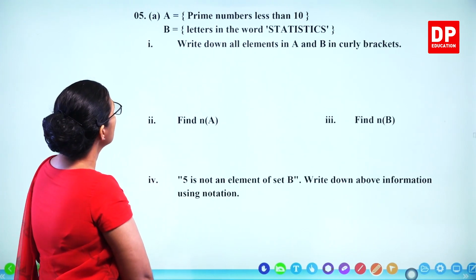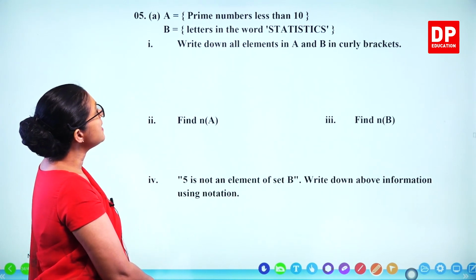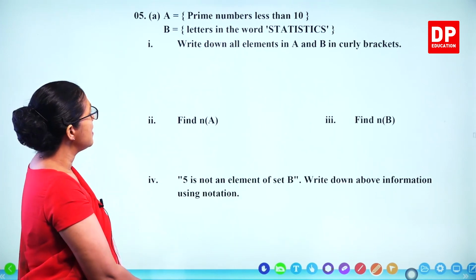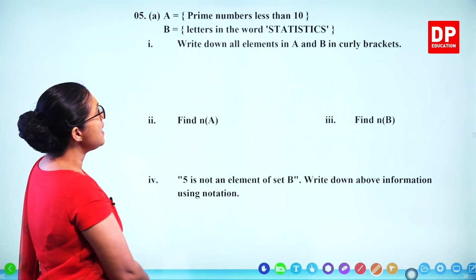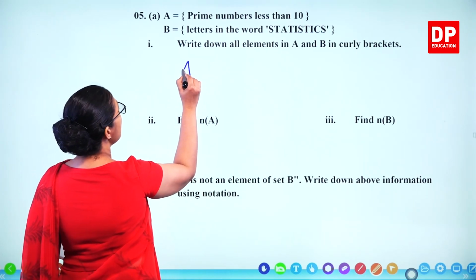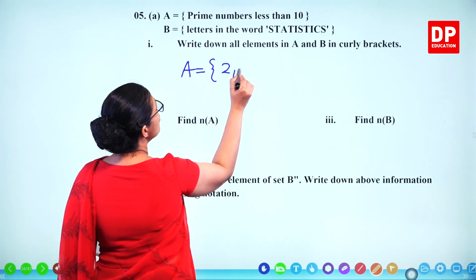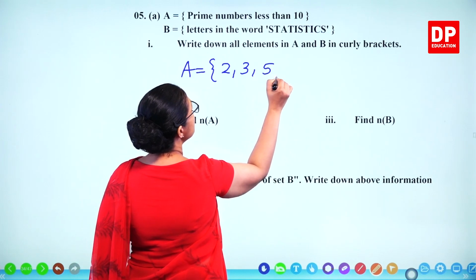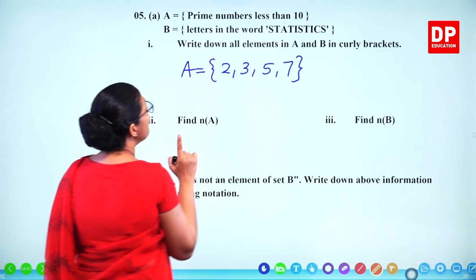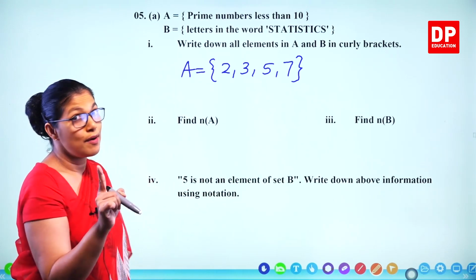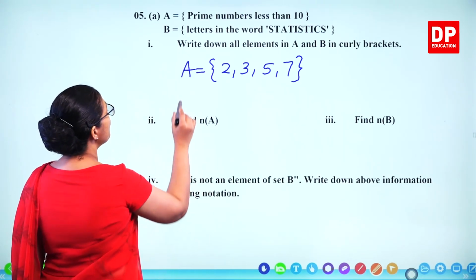Then question number 5. So you get 2 parts. A is a set, prime numbers less than 10. B is a set of letters in the word statistics. Write down all elements in A and B in curly brackets. A. What are the prime numbers less than 10? 2, 3, 5, 7. 2 is the lowest prime number because some of the students take 1. 1 is not a prime number.